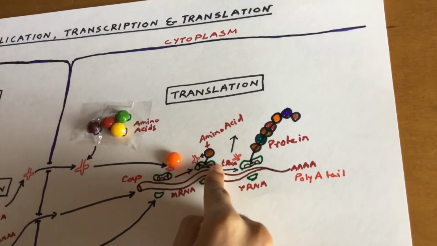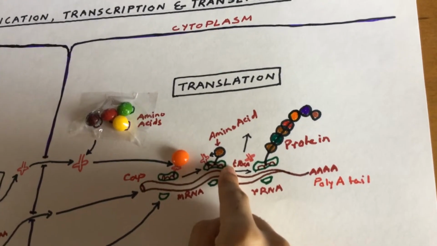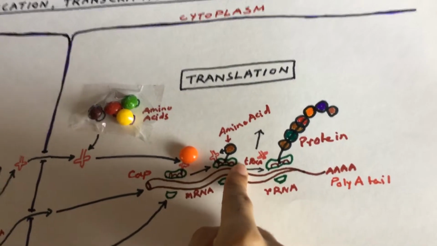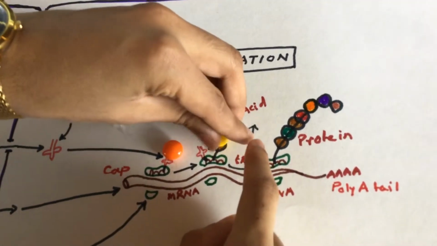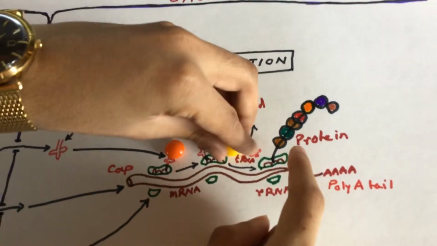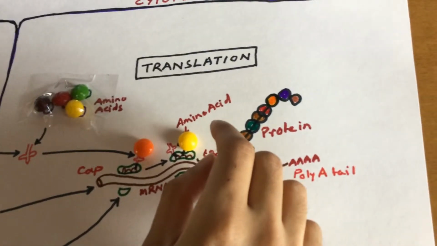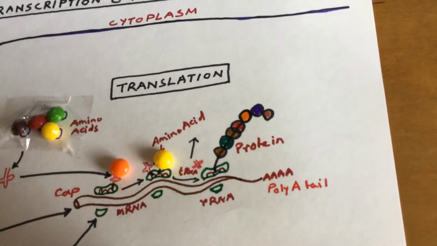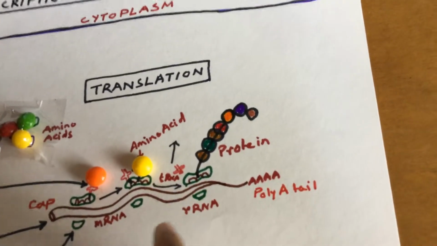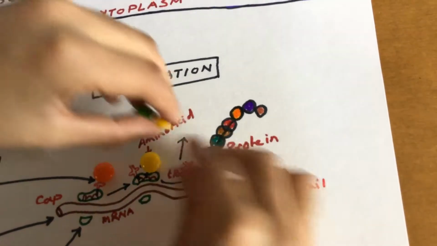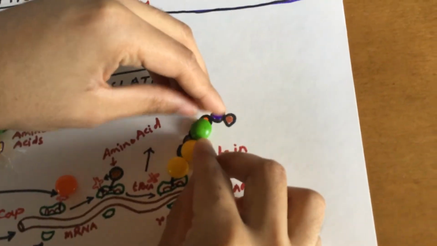The codons of the mRNA bind with anticodons of the tRNA when a ribosome is present. When this happens, the amino acid from the tRNA is released, and I'll show one released right here. The amino acid is released, and this amino acid joins with other amino acids from other tRNAs to form a polypeptide or a protein.